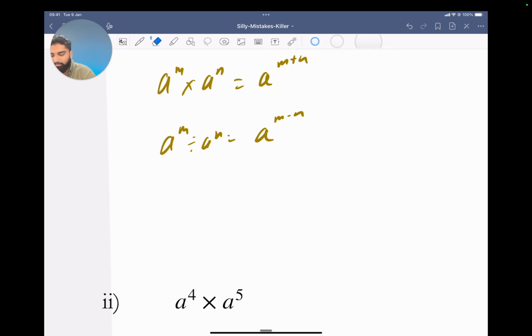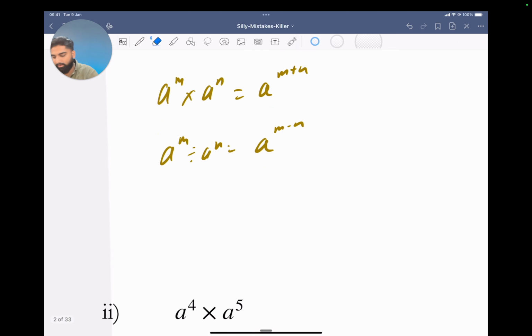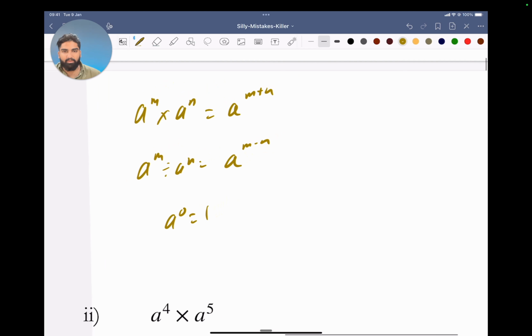Sorry, if they're dividing, you minus the powers. I think I'm going too quick. But a to the power of 0, so anything to the power of 0 is equal to 1. Now, these are like your elementary fundamental ones.